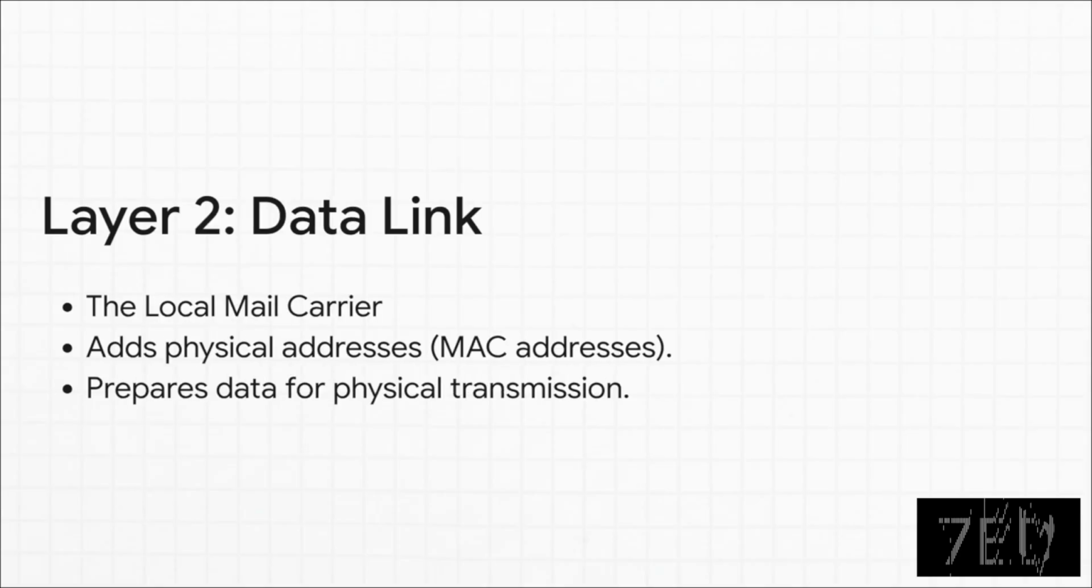So if layer 3 is the global GPS for the whole trip, you can think of layer 2, the data link layer, as the local mail carrier who just knows your neighborhood. It adds the physical hardware address, the MAC address, for the very next stop on the journey, which is probably your home router. It's all about making sure the data gets to its immediate next-door neighbor correctly.